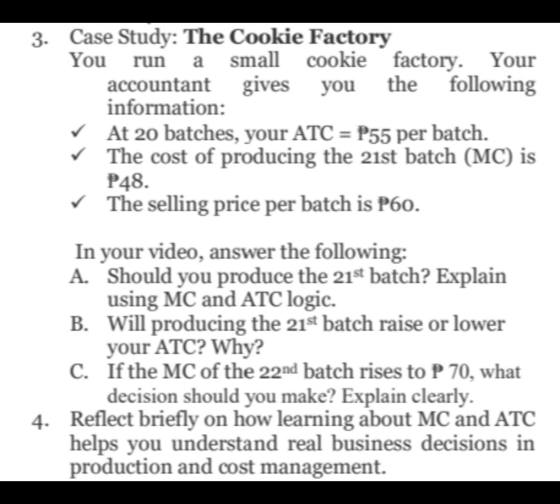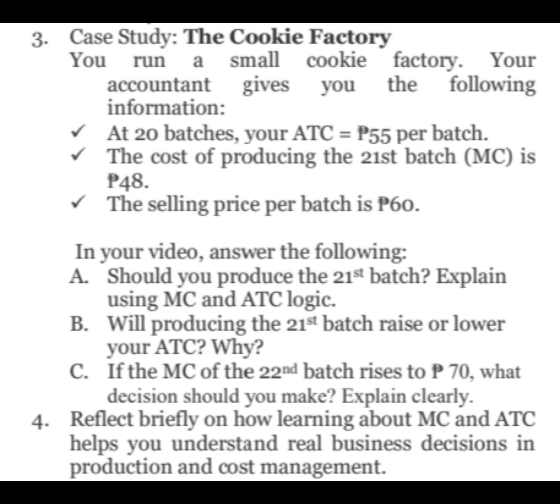So, let's answer the case study, the cookie factory. The scenario is you run a small cookie factory. Your accountant gives you the following information. At 20 batches, your ATC is 55 pesos per batch. The cost of producing the 21st batch, MC, is 48 pesos. The selling price per batch is 60 pesos. Letter A. Should you produce the 21st batch? Explain using MC and ATC logic.